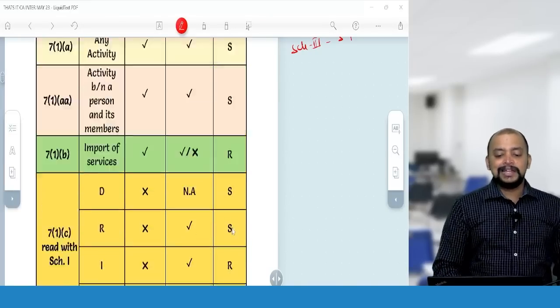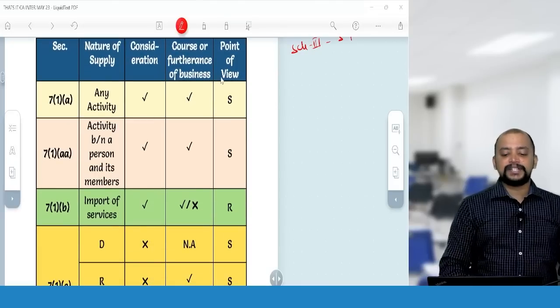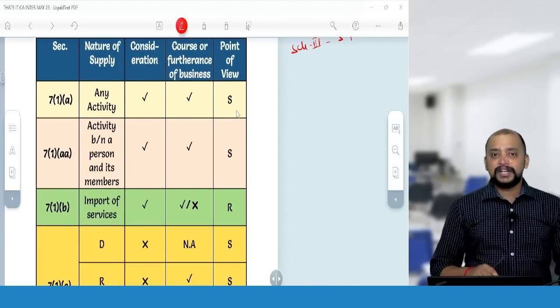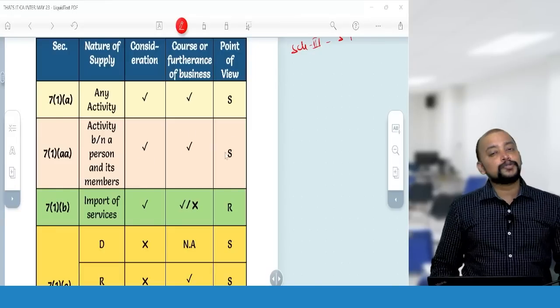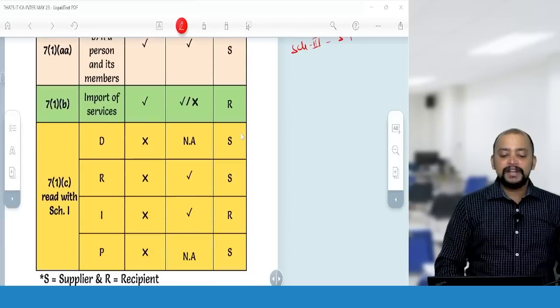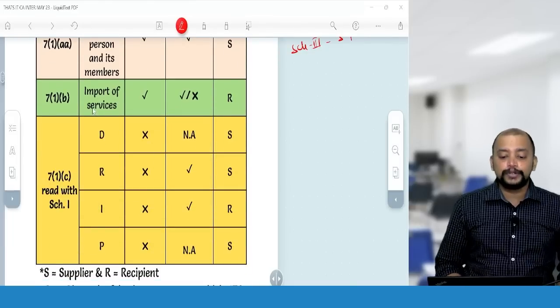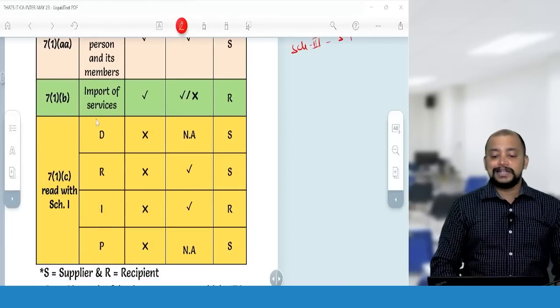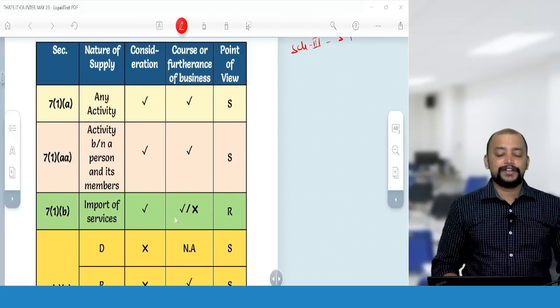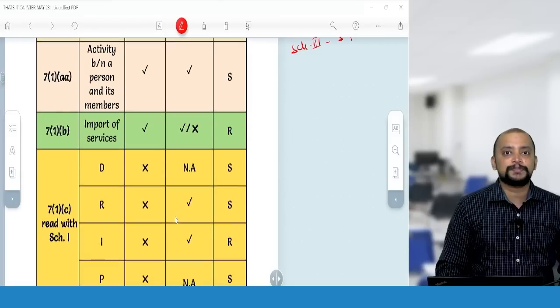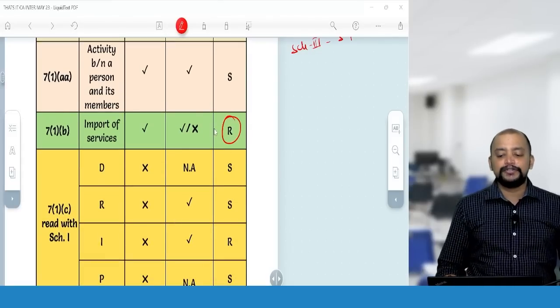Whereas 7(1)(aa), 7(1A), is activity between a person and its members. And should it be for a consideration? Yes. And it should be in the course or furtherance of business? Yes. Again, from whose point of view? Supplier point of view. Whereas 7(1B) is import of services. For consideration, yes, it should be for consideration, and it may or may not be in the course or furtherance of business. We need to interpret from whose perspective? Recipient point of view we need to interpret.